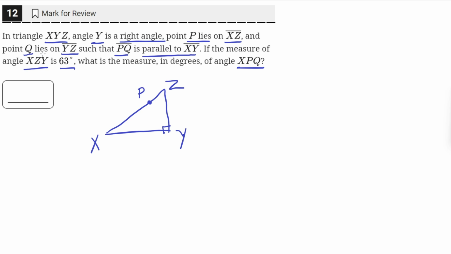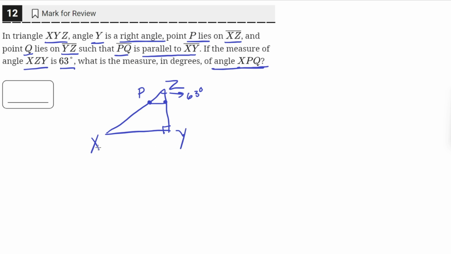And point Q lies on YZ, such that PQ is parallel to XY. So that means Q is a point on YZ, this side here, such that the line connecting P and Q, this right here, is parallel to XY, so this line here. So it's kind of a mini triangle inside the larger triangle. So if the measure of XZY, so this angle here, has a measure of 63 degrees, what is the measure in degrees of the angle XPQ?